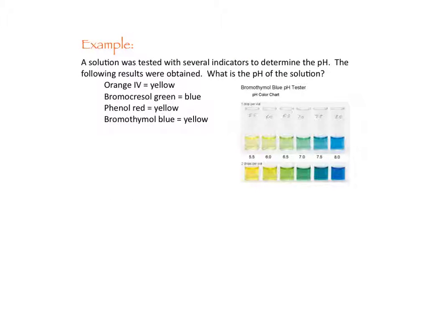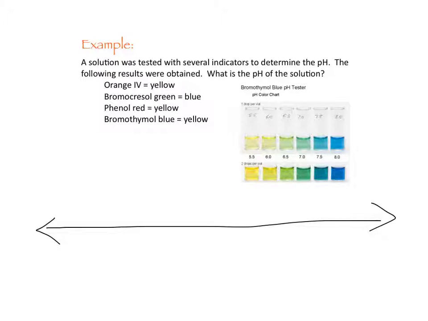All right, the other example is when we get these ranges, we can estimate the pH of a solution. So the solution was tested with several indicators to determine the pH. The following results were obtained. What is the pH of the solution? So what I suggest is that we draw a number line representing pH, and from each of these pieces of information, we're going to add to our number line.